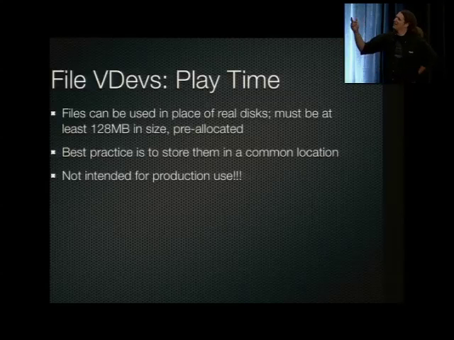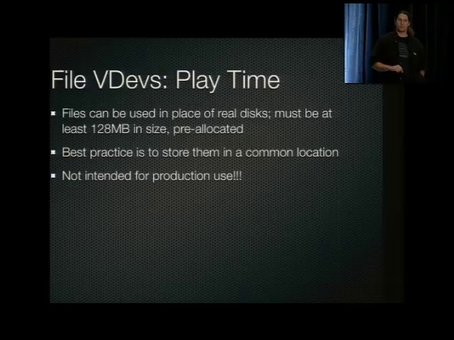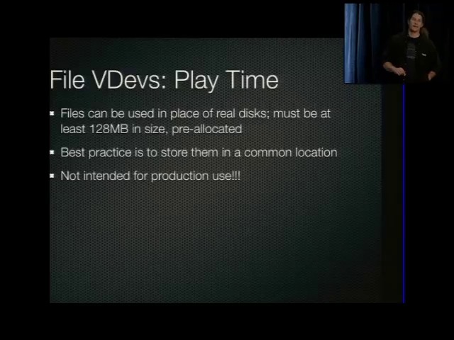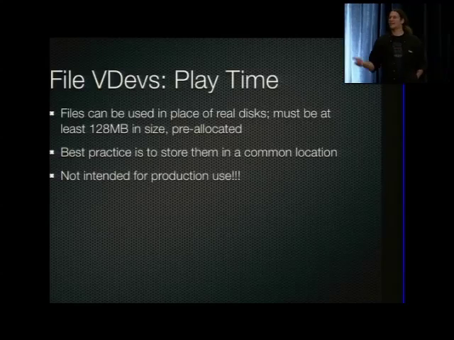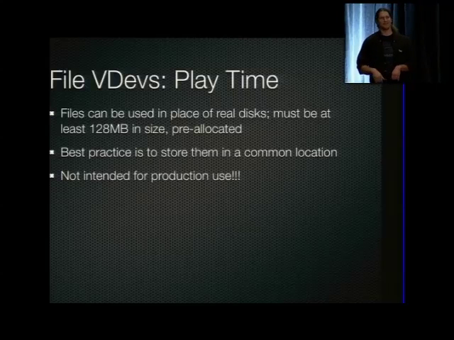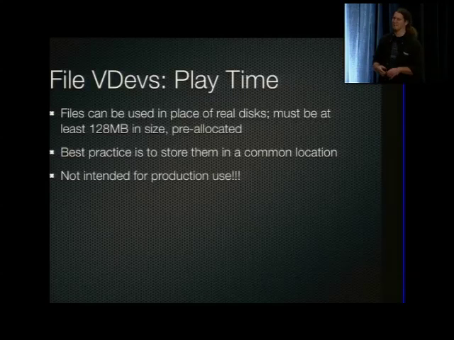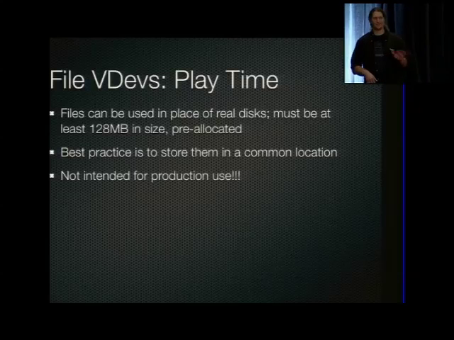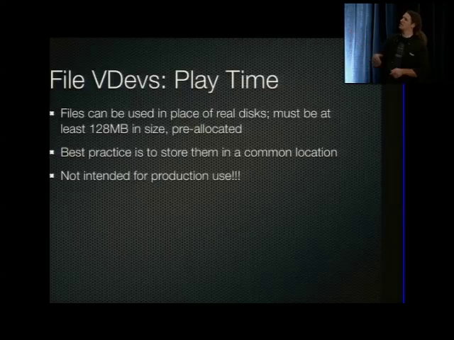Okay, so files can be used in place of real disks, but they must be at least 128 megabytes in size, pre-allocated. Huh? Is it 64 now? 64. Once upon a time, it was 256, and I actually wrote the slide and said 256. Then I went, I should check that. And I checked it, and 128 worked. It depends on your build. Start at 64, see if it works, then go up from there. Actually, it's like 64 plus a byte or something. Anyway, so you can create these files.